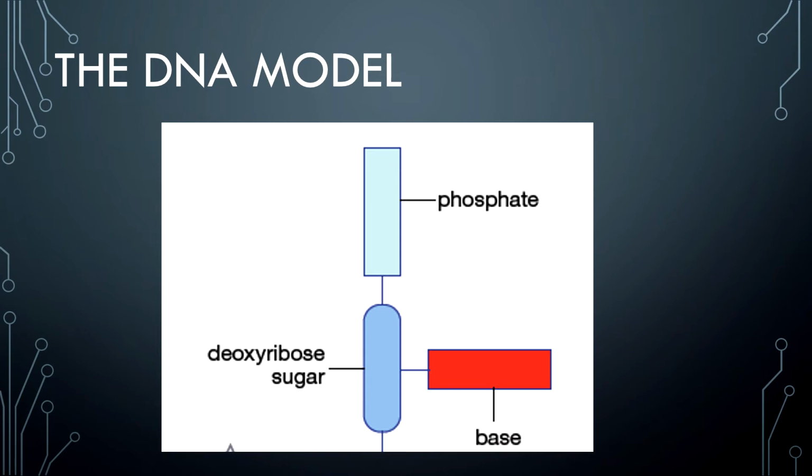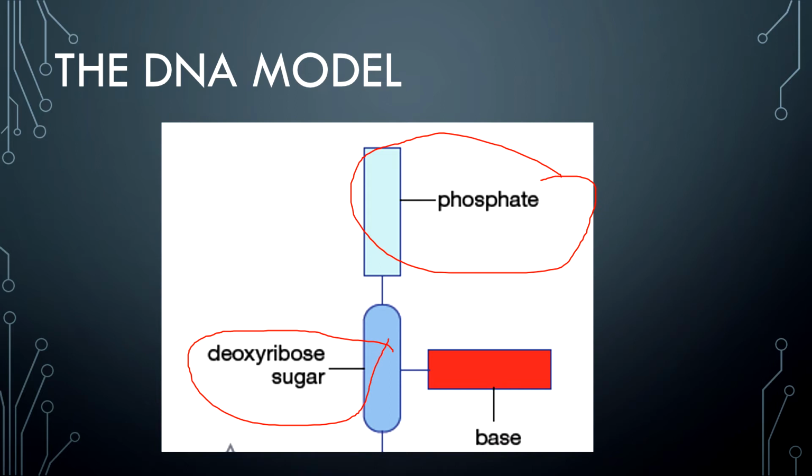Nucleotides have three main parts: the phosphate group, shown here, the deoxyribose sugar, which is where part of the name comes from, and one of four nitrogen-rich bases. The bases are adenine, thymine, guanine, and cytosine.